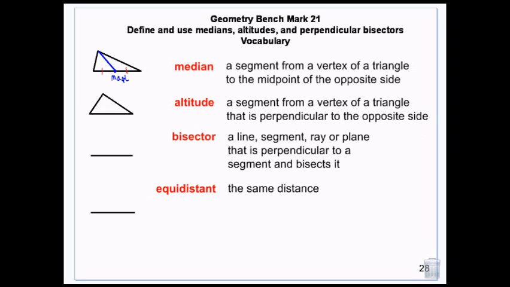An altitude is going to go from a vertex to a 90-degree angle with the opposite side. So a median might go to a 90-degree angle. You can be both a median and an altitude at the same time, but not every median is going to be a 90-degree angle, and not every altitude is going to go to a midpoint.